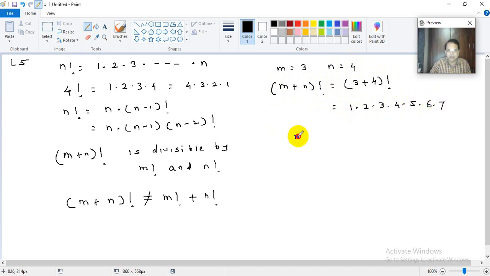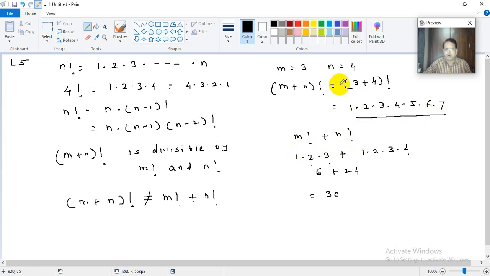But what is m factorial plus n factorial? M factorial is 1 into 2 into 3. And n factorial is what? 1 into 2 into 3 into 4. So this is 3 into 2, 6. And this is 4 into 3, 12 into 2, 24. So this answer is 30. Right? M factorial plus n factorial is 30. And this is a very big number. So on the left hand side, if you have m plus n factorial, this is a very big number. What is this? 1 into 2, 2, 6, 24.